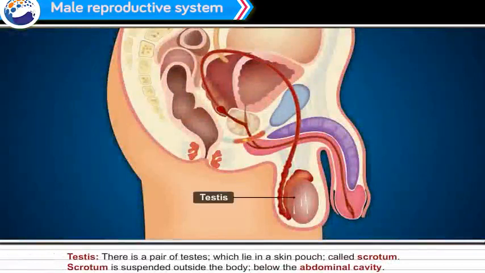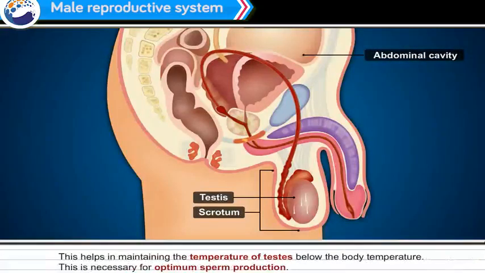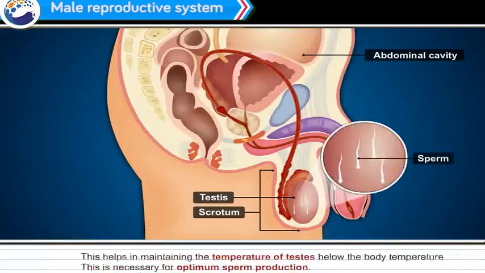A. Testes. There is a pair of testes which lies in a skin pouch called scrotum. Scrotum is suspended outside the body, below the abdominal cavity. This helps in maintaining the temperature of testes below the body temperature. This is necessary for optimum sperm production.